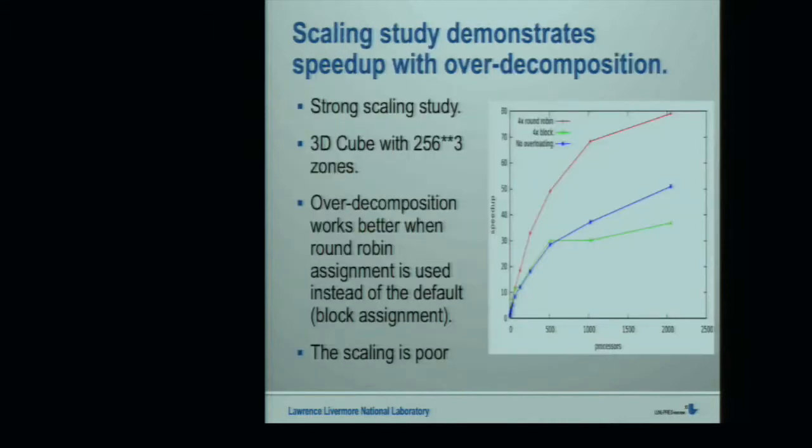Okay, some performance numbers. This is a strong scaling study where we're running with a 256 cubed problem. We over-decomposed it with a round-robin assignment. That's the red line, so the red line is with round-robin. The blue line is with no over-decomposition. And if you just use the standard block decomposition, where the blocks we assign are close to each other, you actually do worse. So the way these domains are scattered throughout plays a big role in performance.